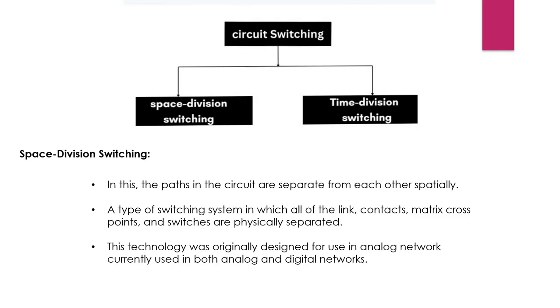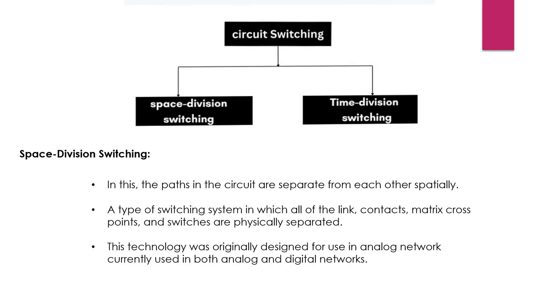Circuit switching. The main topic is circuit switching. There are two types of switching. One is space division switching, another one is time division switching. Space division switching has two methods of switches we are using. One is a crossbar switch, another one is a multi-stage switch.